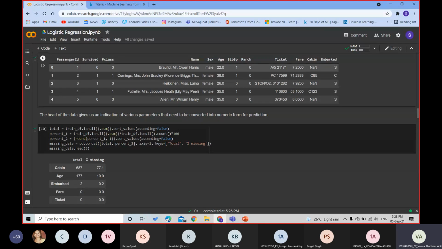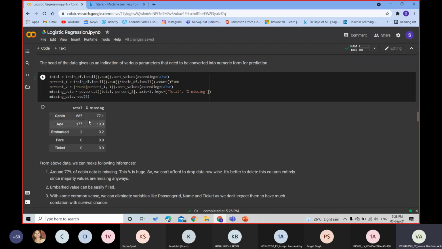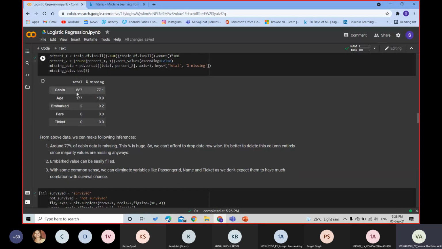So if I see for Mr. Owen, whatever his name is, his data for cabin is missing, like whether he was in a cabin or in which cabin he was, that is missing. So I found out how much percent of data was missing in different parameters, and then I plotted them in descending order. I got that a total of 77.1% of the cabin data was missing.